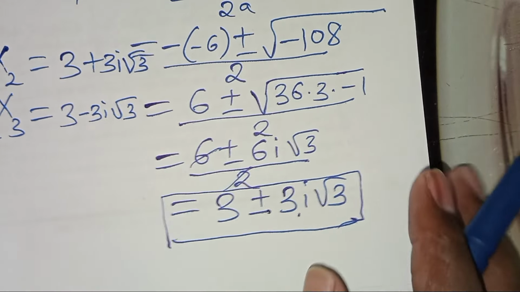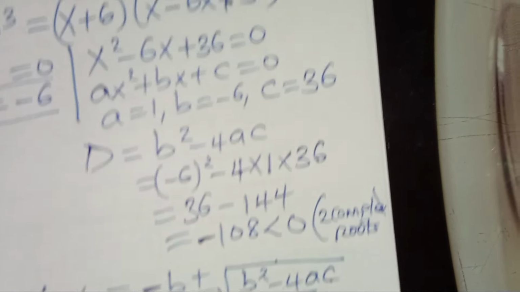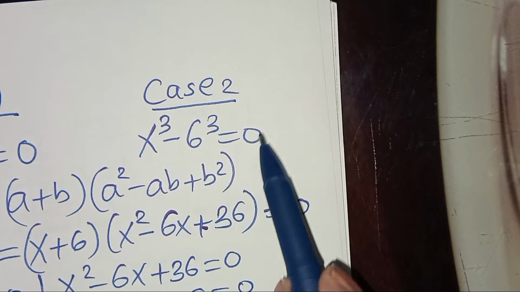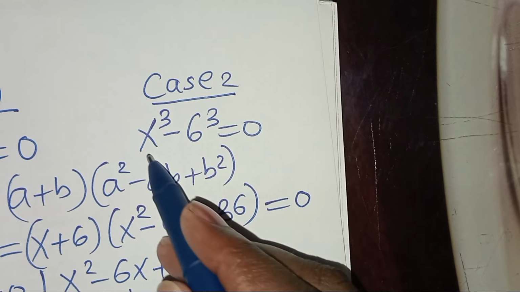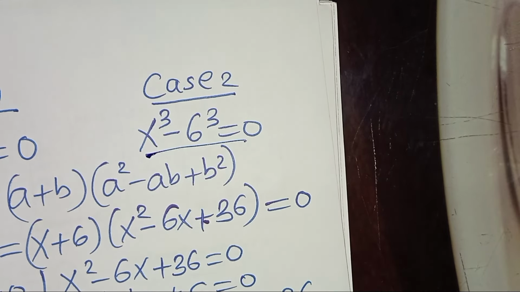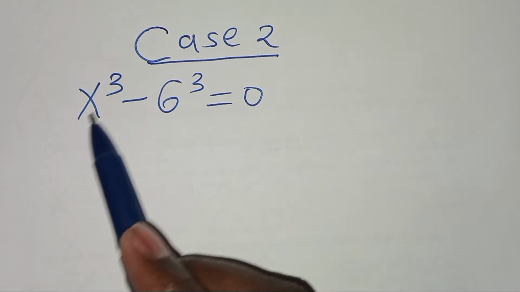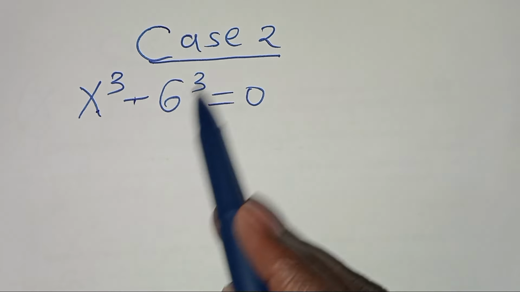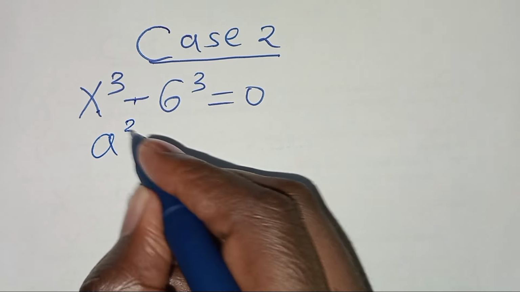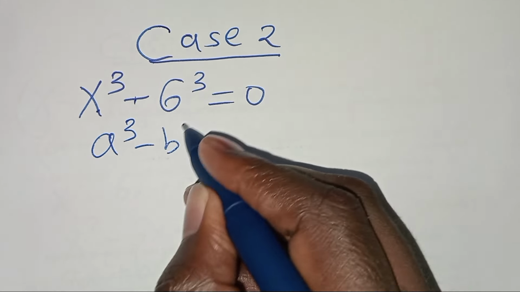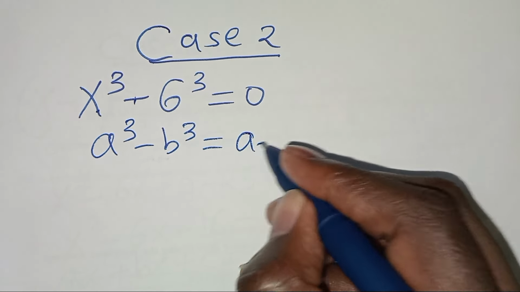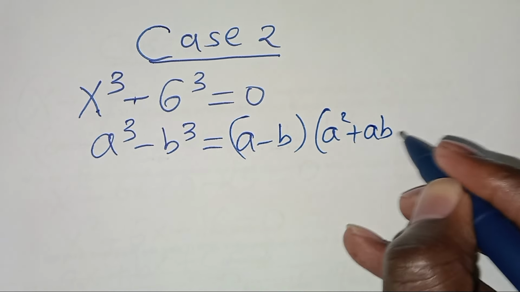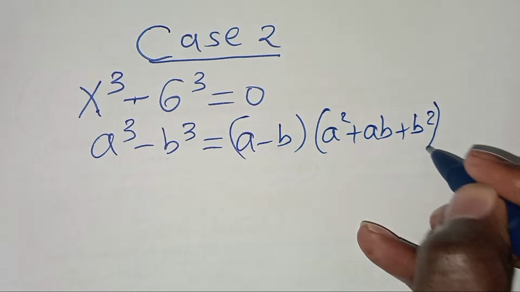Now let's solve case 2. Case 2 is x to the power 3 minus 6 to the power 3 equal to 0. So let's get the solution quickly as follows. Now for case 2 here, we have x to the power 3 subtract 6 to the power 3 equal to 0. Now x to the power 3 minus 6 to the power 3 is the difference of cubes, expressed as a cubed minus b cubed, which we can express as a minus b times a squared plus ab plus b squared.